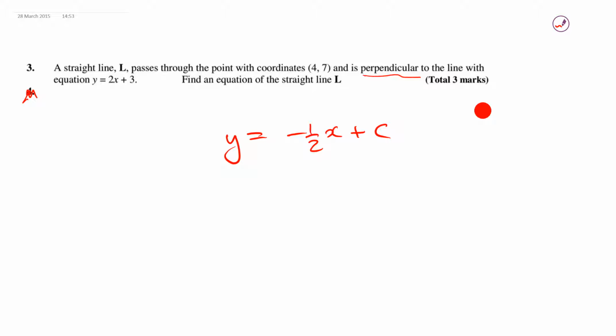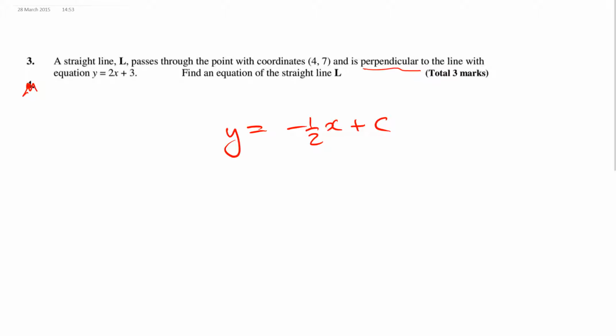Okay, so let's draw a quick picture of what's going on here. We substitute the coordinates. So 4 times minus a half. Okay, so minus half times 4. What comes before the equals? y. Oh, 7. Nice one. Plus C. Cool.